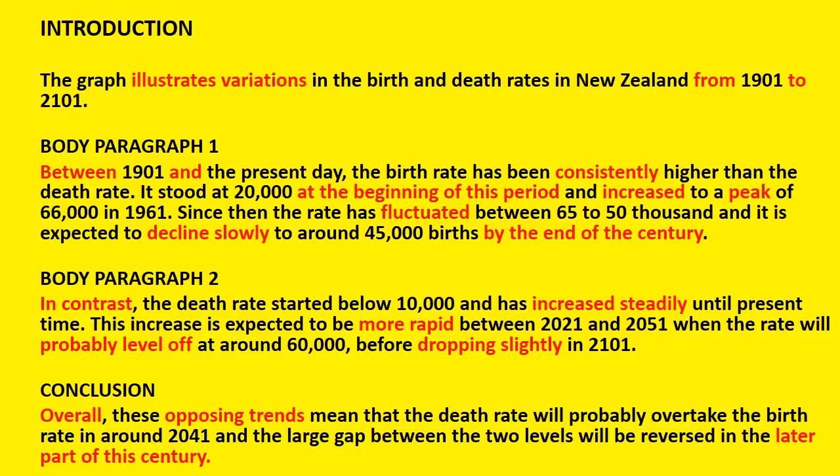So here we are comparing the trends. So in contrast, the death rate started below 10,000 and has increased steadily until the present time. This increase is expected to be more rapid between 2021 and 2051, when the rate will probably level off at around 60,000 before dropping slightly in 2101. Now the last paragraph, that is the conclusion.